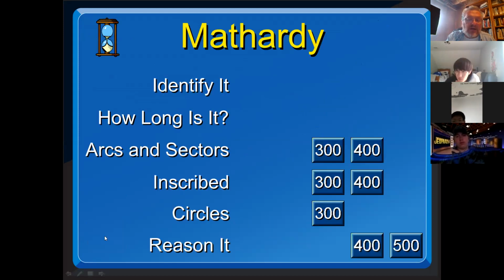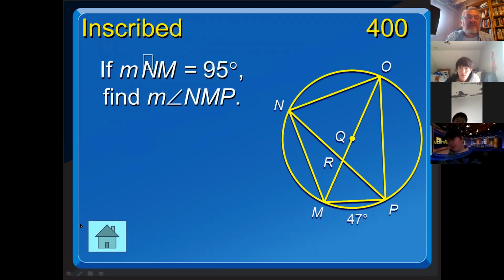All right, Gavin, you get the board again. Inscribed 400. If the measure of, let's assume that's arc NM, is 95, find the measure of NMP. We did this, right? No, this is the same figure, but now they're asking you a different question. This one's actually easier, I think. Again, you've got to remember that opposite angles are supplementary when you have an inscribed quadrilateral. Once you know that, this is pretty easy.